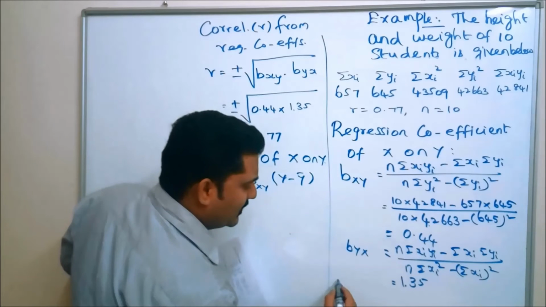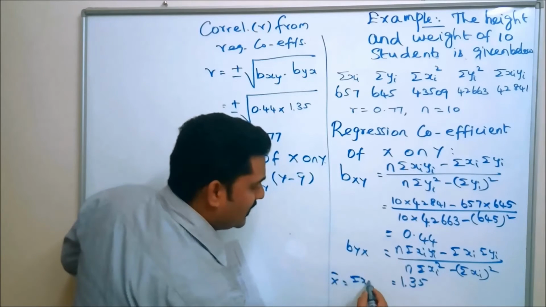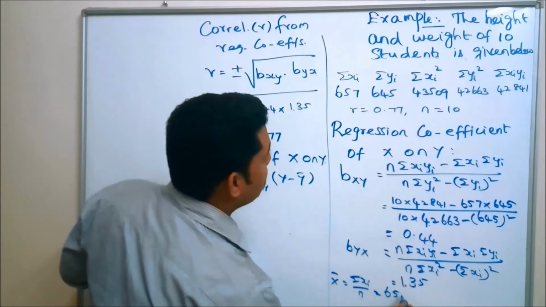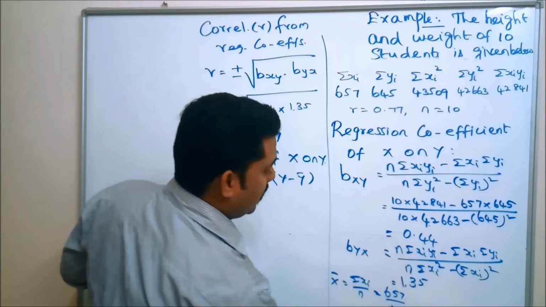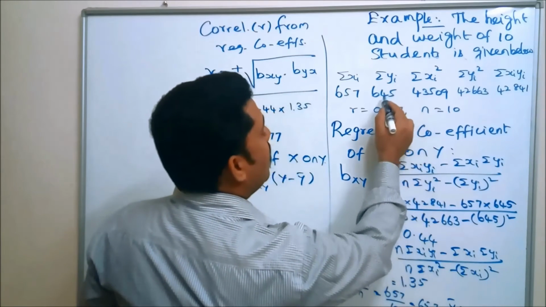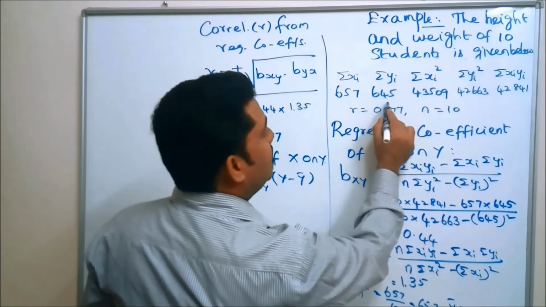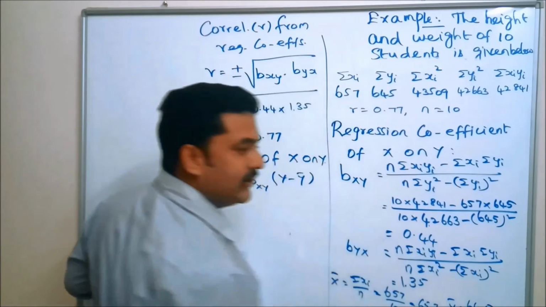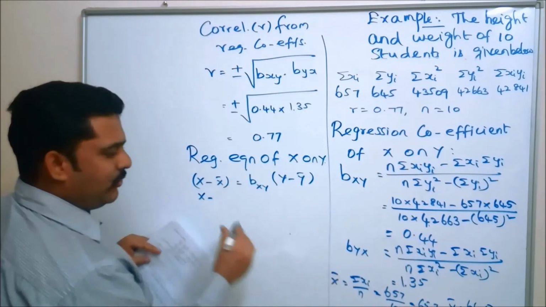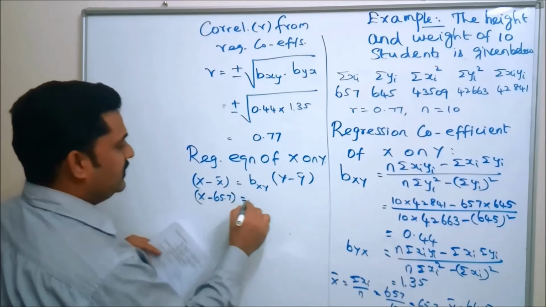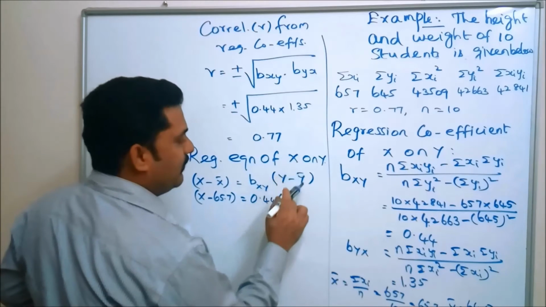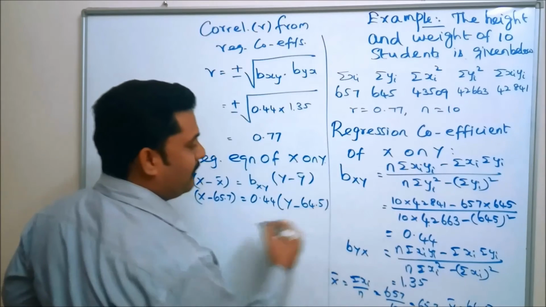So now we have to find the averages. x bar is equal to summation xi divided by n. Summation xi is 657 divided by 10, which is 65.7, and y bar will be given by 645 divided by 10, which is 64.5. Substitute those values: x minus the value of x bar, 65.7, is equal to bxy, the value of bxy is 0.44, into y minus the value of y bar, 64.5.